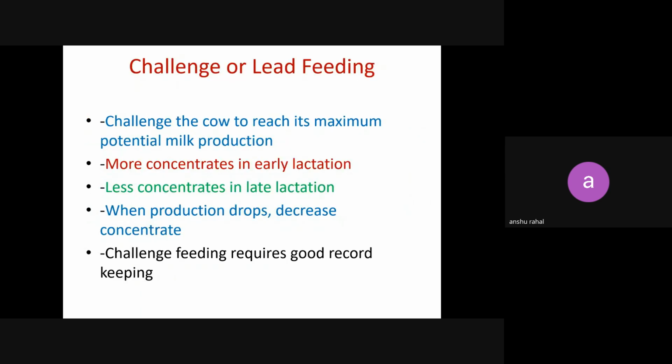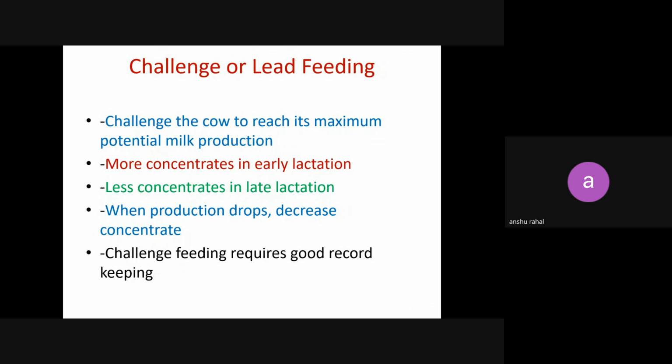In order to get maximum milk production, we challenge the animal to give its maximum yield depending upon the genetic potential of the animal. And in such cases, we formulate the diet in such a manner using bypass protein and fat, so that the animal can produce its maximum limit. And usually in such cases, more concentrates are given in early lactation soon after parturition, and less concentrates are given during the late lactation. And when the milk production drops, then we decrease the concentrate.